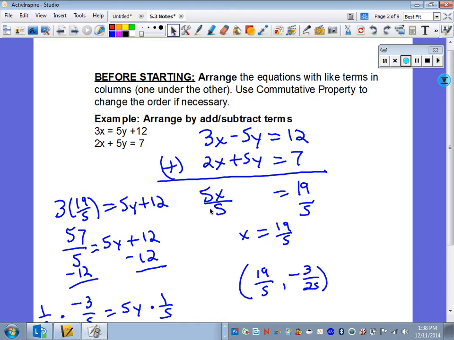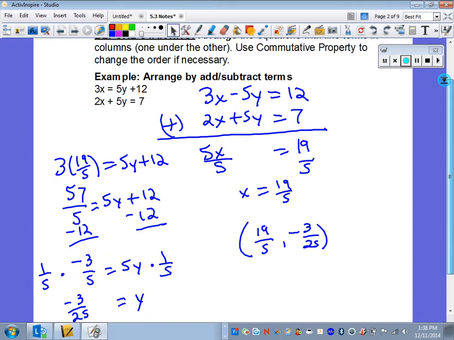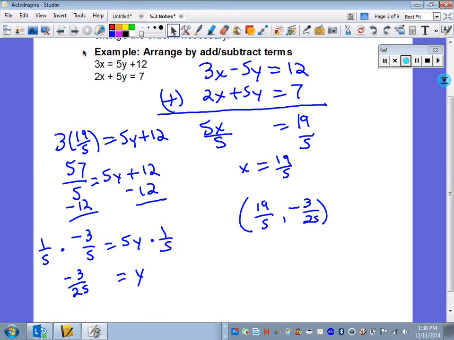Add them together. You're going to get 5x. The 5y terms cancel, or eliminate, because they go to 0, and then this is going to be 19. When you divide both sides by 5, you get x is 19/5. From there, you take that answer and substitute it back into one of the two equations. I chose to do the first one. There's no rhyme or reason, that's just what I chose to do.